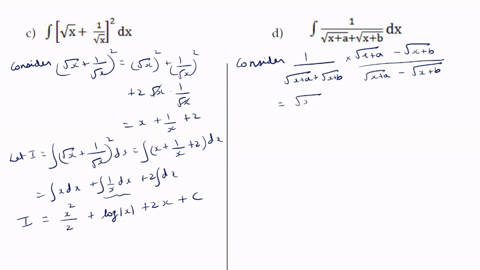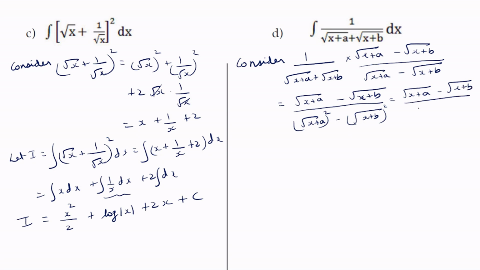So this is equal to root of x plus a minus root of x plus b upon root of x plus a the whole square minus root of x plus b the whole square. So root and square will go. So we will have root of x plus a minus root of x plus b upon x plus a minus x minus b. So plus x and minus x will go. So this will be 1 by a minus b into root of x plus a minus root of x plus b.